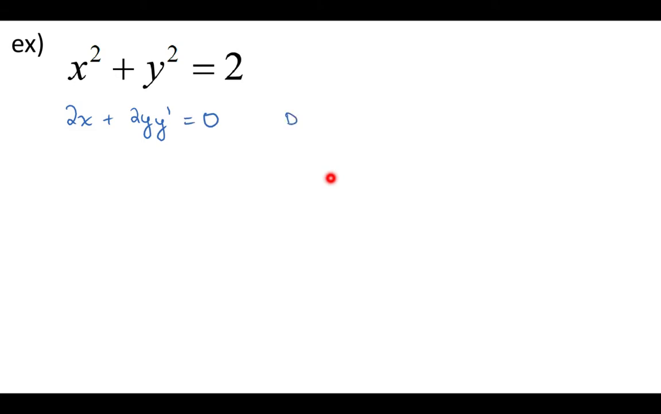So that's our first step: differentiate with y prime. And then our second step is just going to be to solve for y prime.